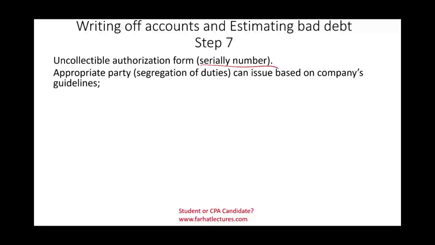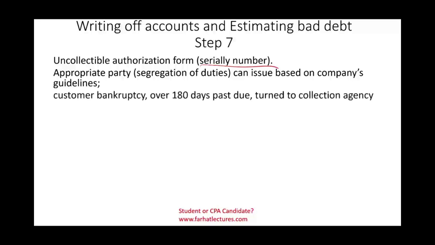You don't give them the opportunity and incentive to be able to write off the account if they already made the sales themselves and they have access to the assets. For example, the guidelines could be if the customer is bankrupt, over 180 days, once it's turned to a collection agency, whatever our guidelines are, they should follow the guidelines. And companies cannot expect to receive 100% on all their sales on credit.